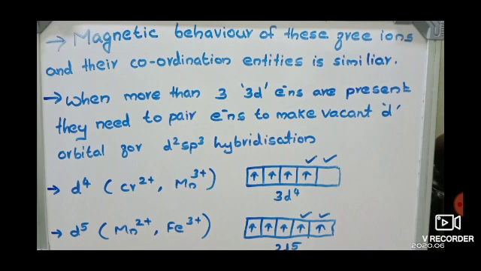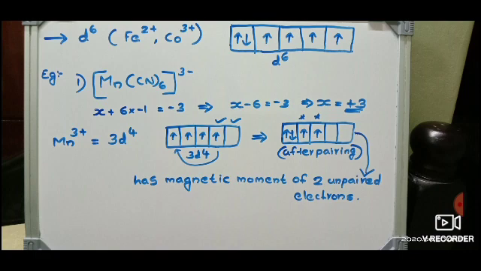Example, d4. If the configuration is d4, as in chromium 2 plus or Mn3 plus, you can see in the figure only one d orbital is vacant. So in order to make d2sp3 hybridization, pairing is required. d5: Mn2 plus and Fe3 plus have d5 electronic configuration. There also, without pairing, d2sp3 hybridization will not occur. d6: Fe2 plus and Co3 plus have d6 configuration. There also, in order to make the last 2 d orbitals available for hybridization, we need to make pairing.